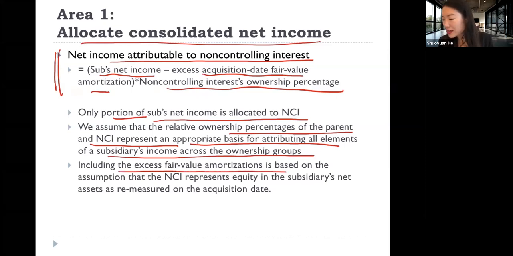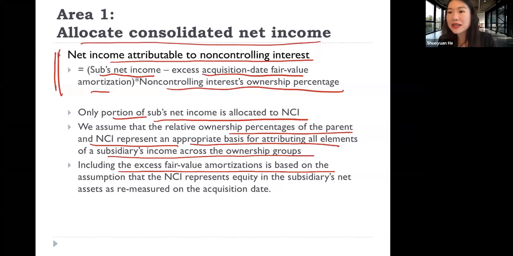Including the excess fair value amortization is based on the assumption that non-controlling interest represents equity in the subsidiary's net assets as remeasured on the acquisition date. So as you notice here, we need to take out the excess amortization. This is based on the assumption that all of the subsidiary's assets and liabilities are remeasured on the acquisition date, and subsequently, all of the amortization on those assets and liabilities.